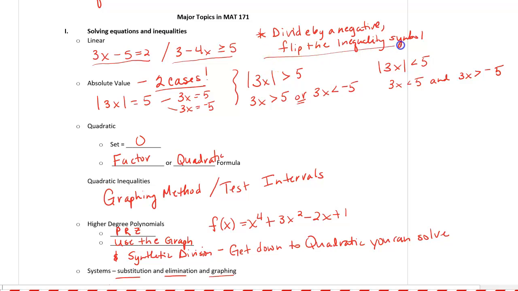You just remember that when you're solving an inequality and you have to divide by a negative or multiply by a negative to get the solution, you have to remember to flip the inequality symbol.